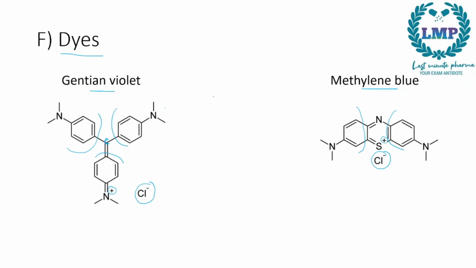So what do we remember in dyes? A common trick is we have a benzene ring along with the nitrogen attached to 2 methyl groups. So in gentian violet it will be this one attached to a carbon and then the same with 2 other groups. In methylene blue it will be this group attached with the help of a nitrogen and a sulfur, since it's a double bond here, here and here, so that it would be a positive charge and a Cl minus.